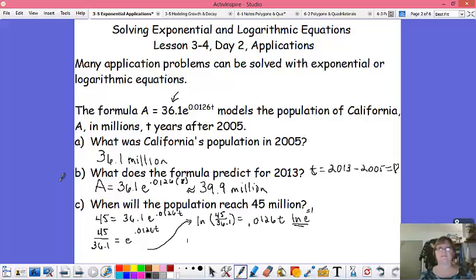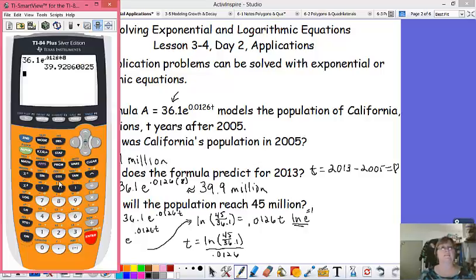So here comes my calculation. t is going to equal the natural log of 45 over 36.1, all over 0.0126. And as I've said before, I'm not going to go to my calculator until I have it solved for my variable. Now's the time to go there.